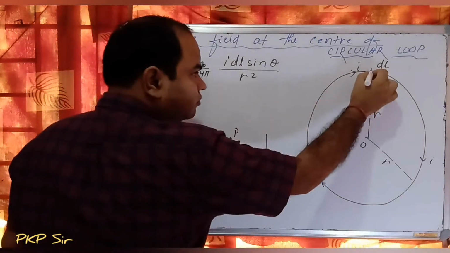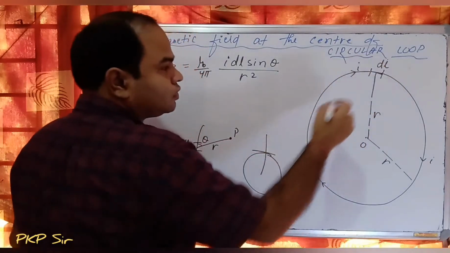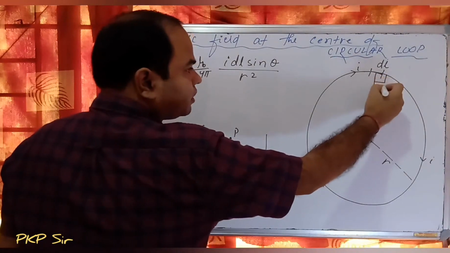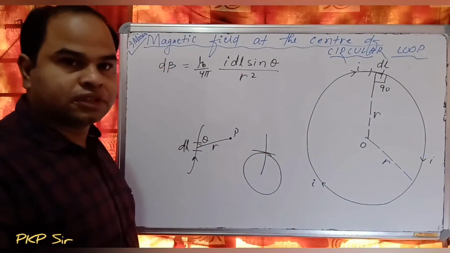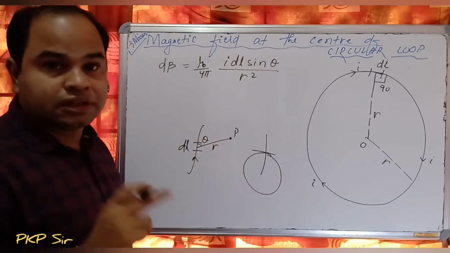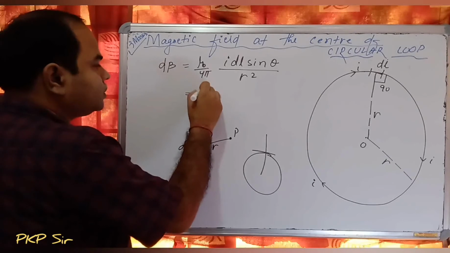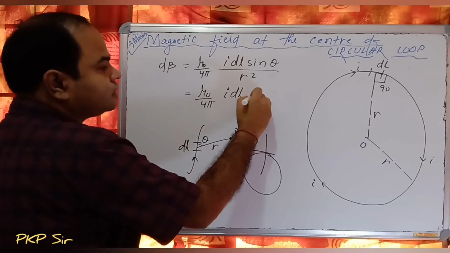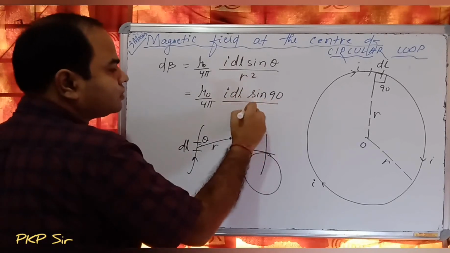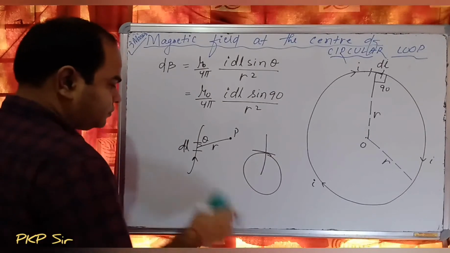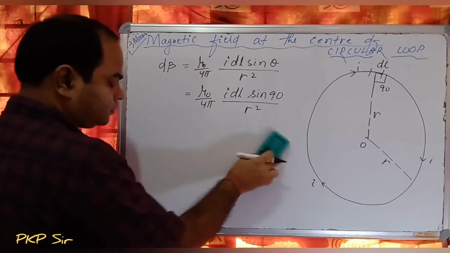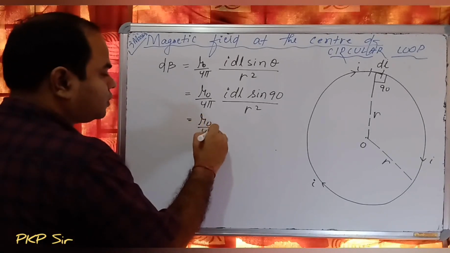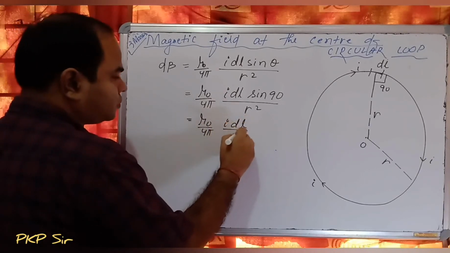So, the same thing, small length dl. So this dl is perpendicular to r. We can say the dl is perpendicular to r. So theta is 90. So that is mu naught by 4 pi I dl sin 90 divided by r square. So that is mu naught by 4 pi I dl by r square.